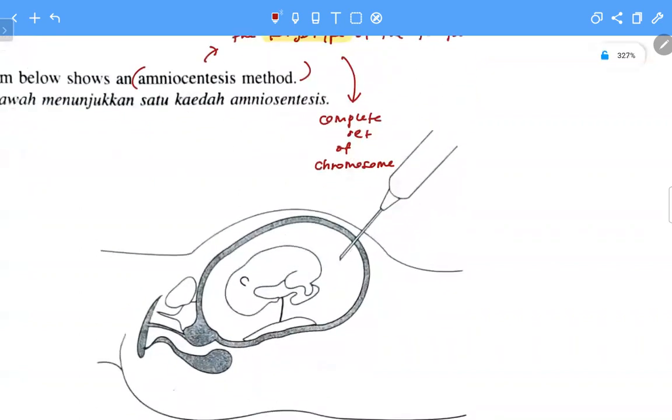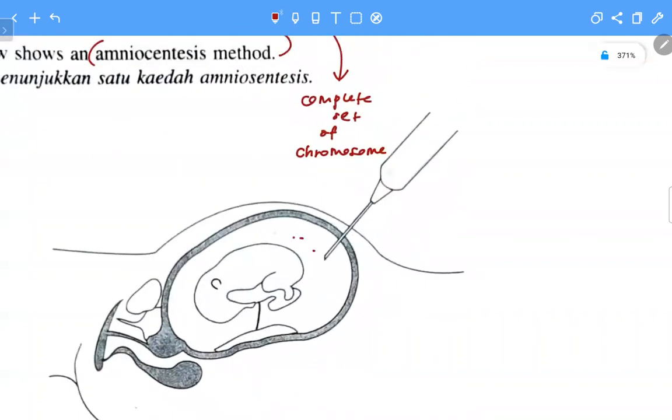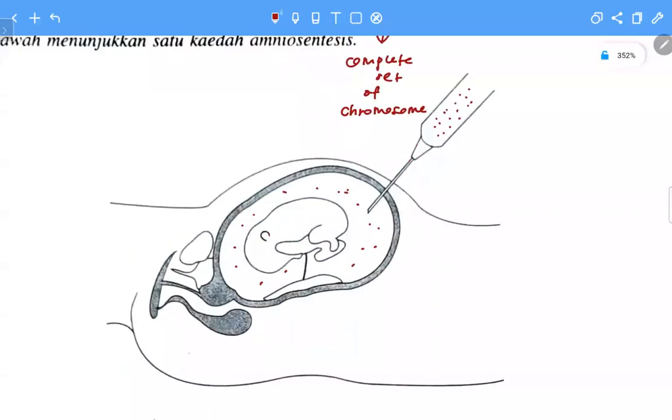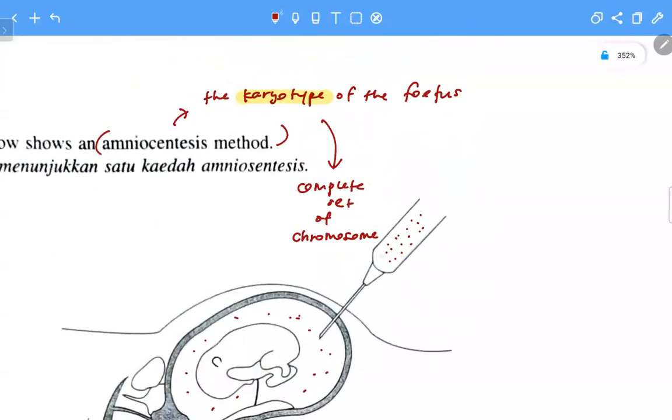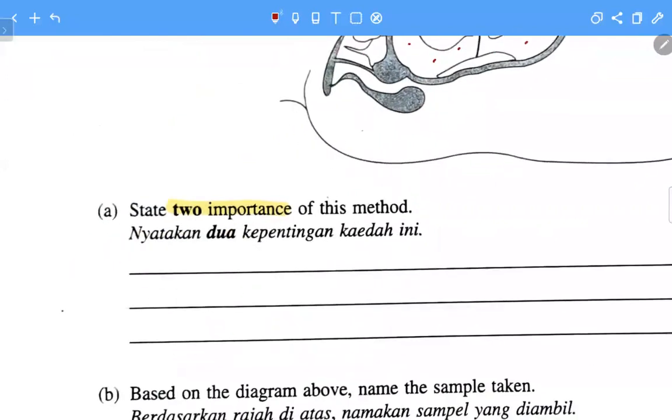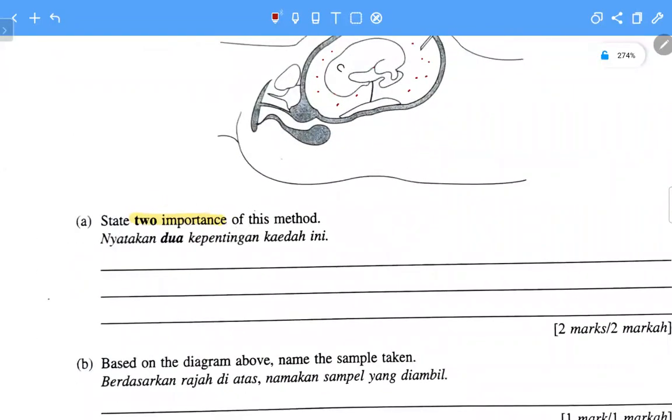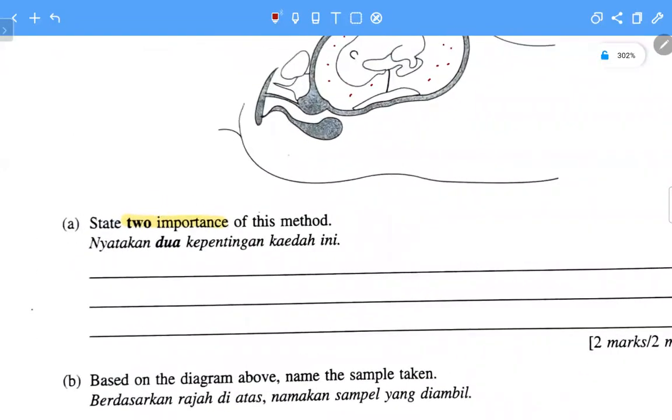How do you do that? Normally there are a lot of cells inside the amniotic fluid. So when you extract some of the fluid out, inside the syringe here we have some of the cells as well. Then they can basically take one of the cells, look under the microscope and see what kind of chromosomes you have. So in this case, I would say one of the importance here is to determine the gender of the fetus, okay?